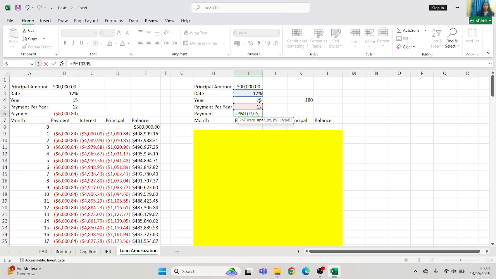Then NPER means years multiplied by payments per year. PV is 5 lakh. FV is 0. Then for end of the period we type tab. Then we close our bracket. Then we press enter. Our payment is 6,000.